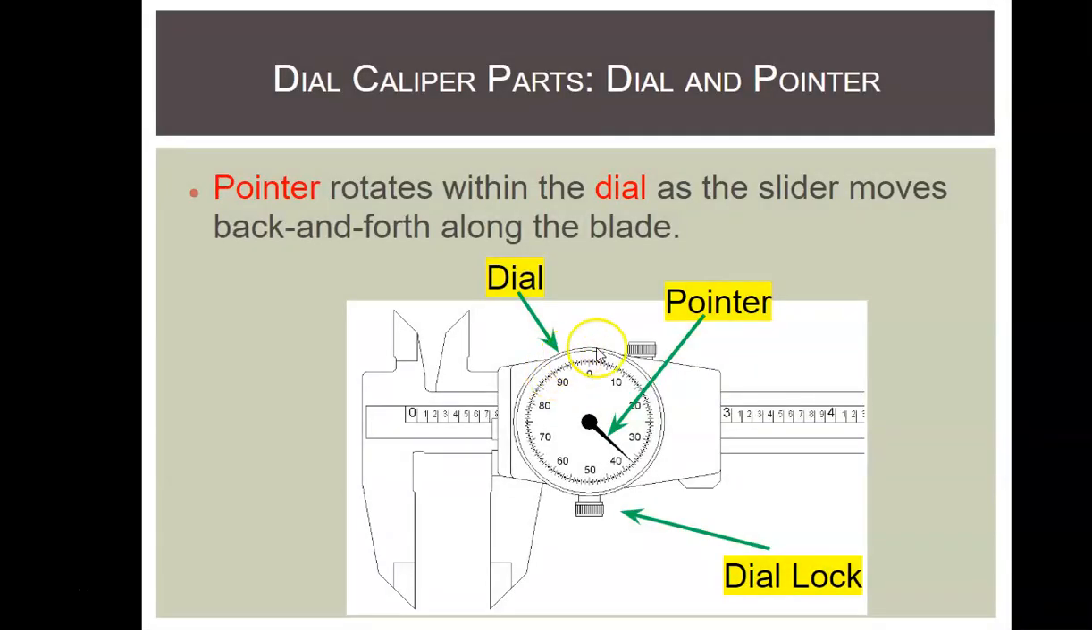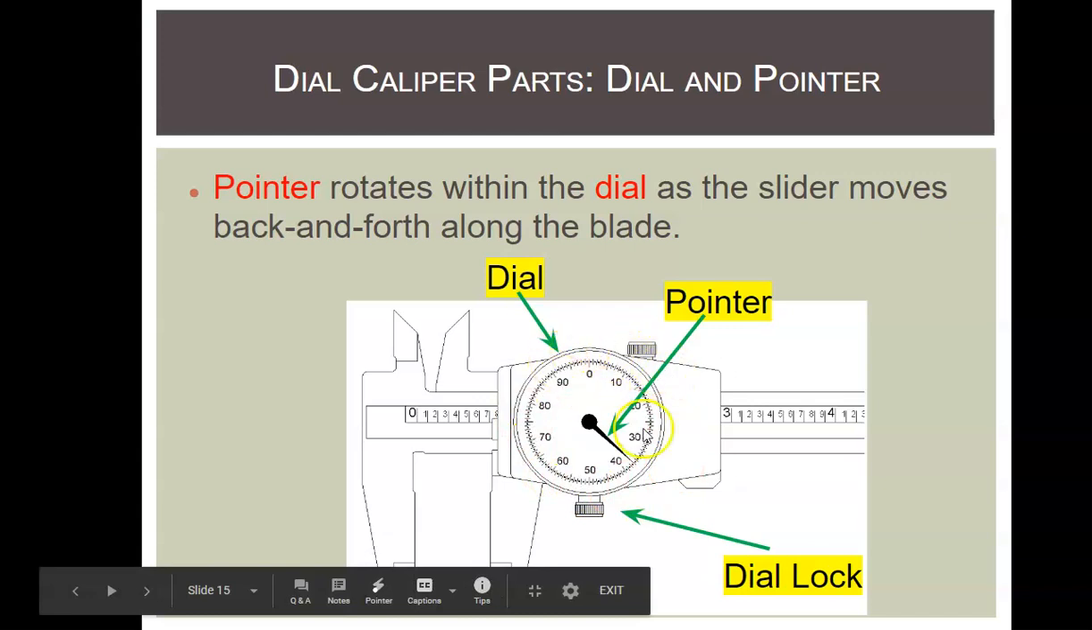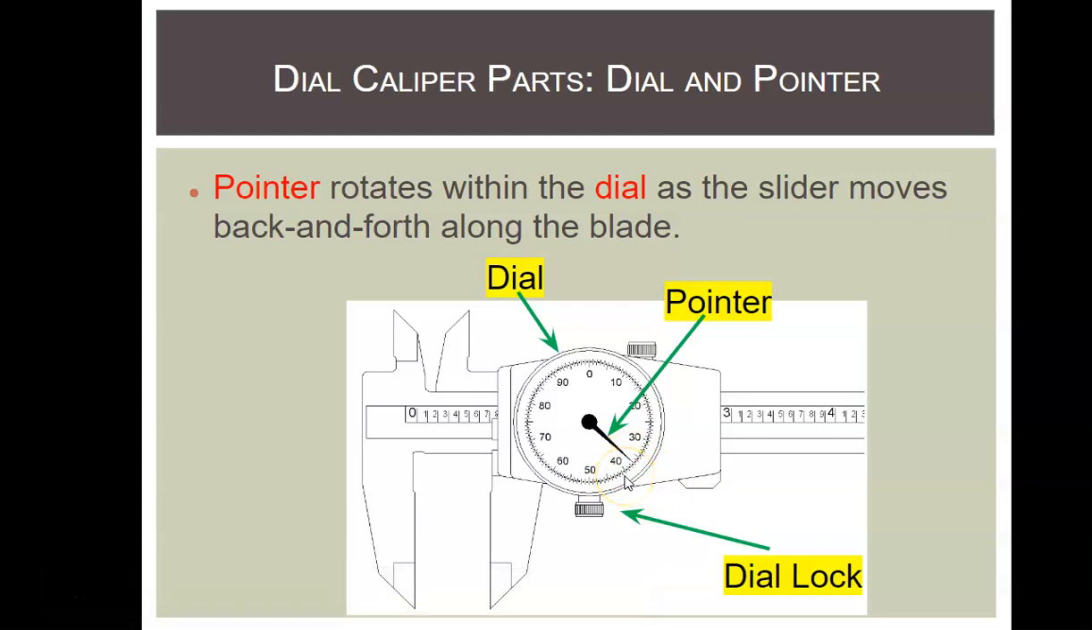Then you have your pointer. Your pointer is just like on a clock. It rotates within the dial. The dial itself is this. And of course, you have a dial lock that you can lock so that this doesn't rotate around. Why you would ever want to not have this locked, maybe it's when you're recalibrating it or you're trying to measure something and then tare it, just like you would tare a scale, so that you can offset the measurement.